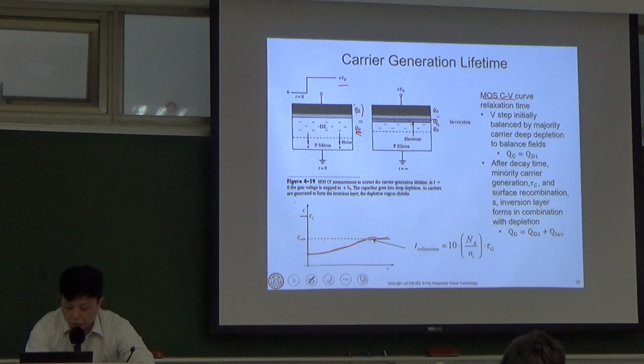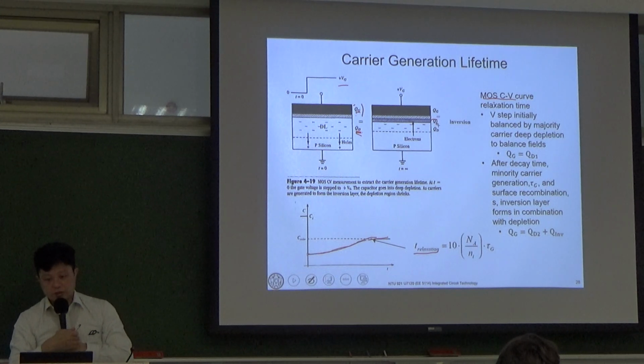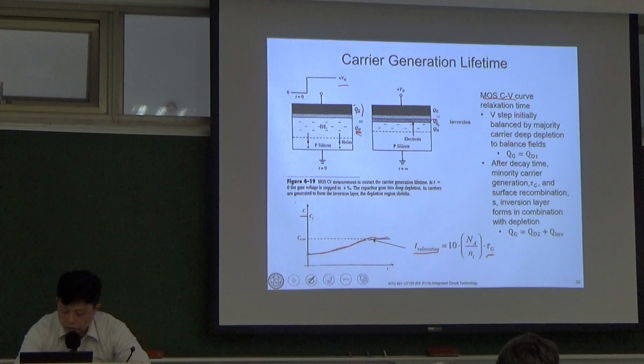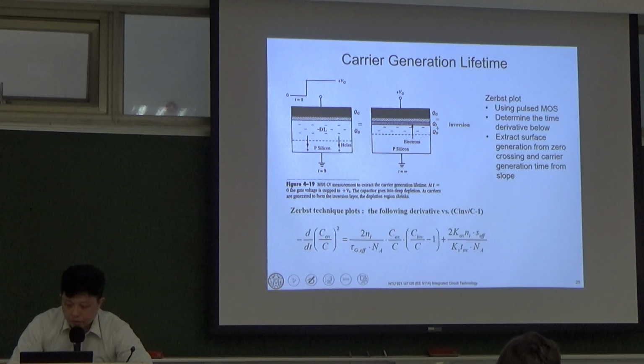So this time will be the time that you need to generate those minority carriers from the p-type silicon. Basically, you can observe the time that you form this inversion layer, and that will relate to your generation time tau g here.